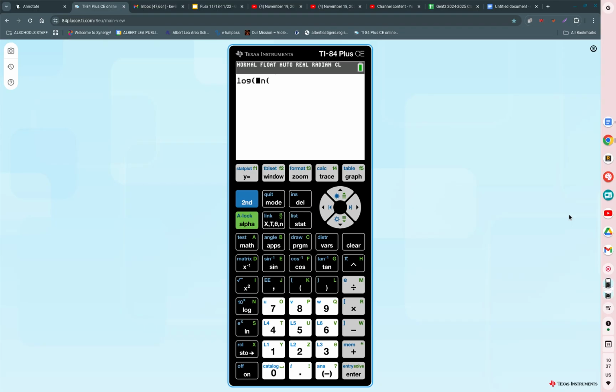Okay? So I'm going to type in log, and I'm going to type in 100. What that means is a base of 10 to what power is equal to 100? Who can tell me 10 to what power is 100? 2. Dos, which is Spanish for 2.